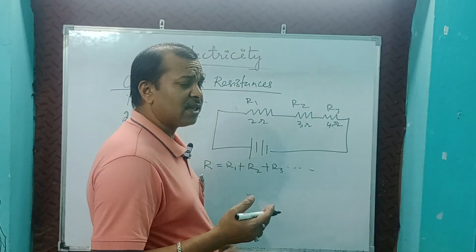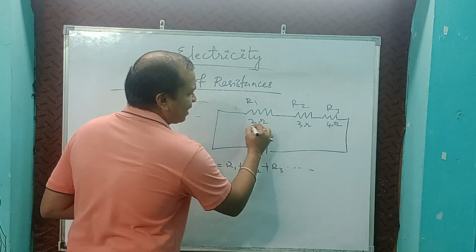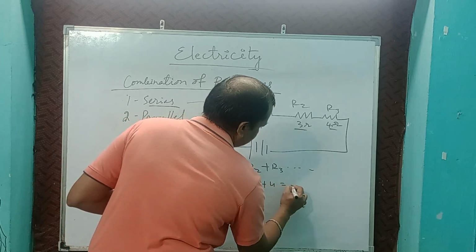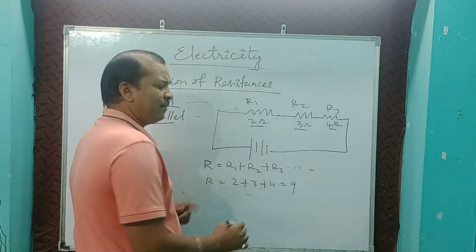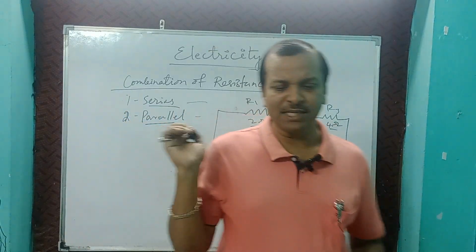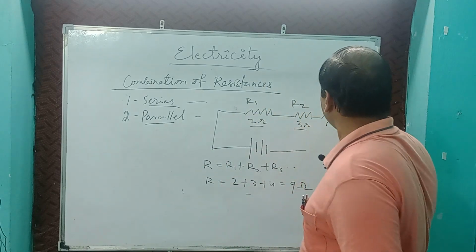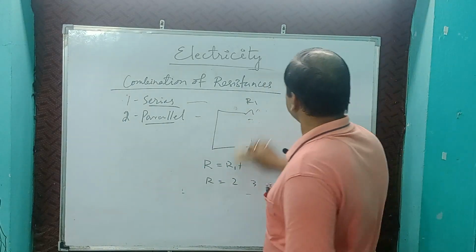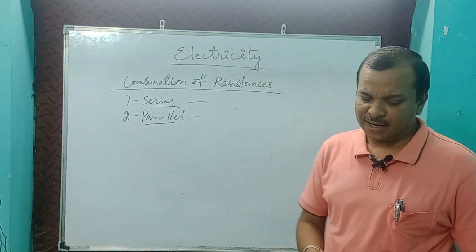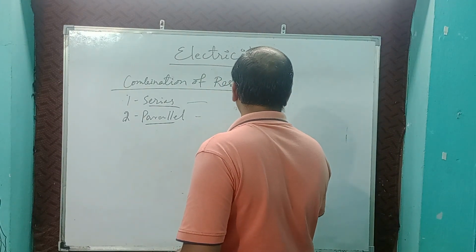So how many resistances are there? We can add like this. R is equal to 2 plus 3 plus 4, which is 9 ohm. Clear? This is series connection. Next one is parallel connection. What is parallel connection? In parallel connection, what we are doing is this.